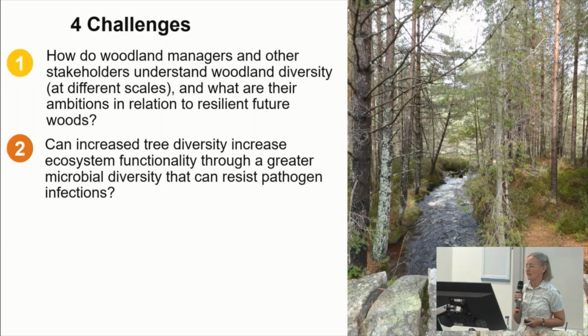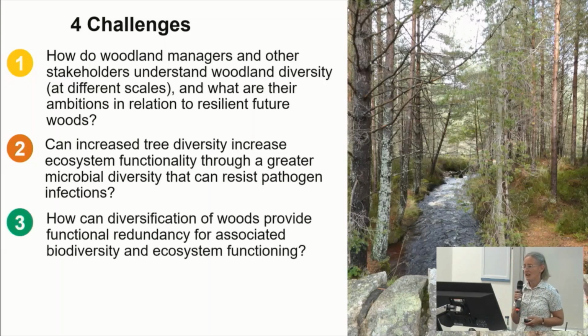Secondly, we want to look at this question of ecosystem functionality. So our hypothesis here is that a more diverse woodland will provide a greater range of microbes on the leaves of the trees. And if you've got a greater range of microbial diversity, that might help resist pathogen infection. Our third aim is to look at what we call functional redundancy. So how can tree species substitute for each other?